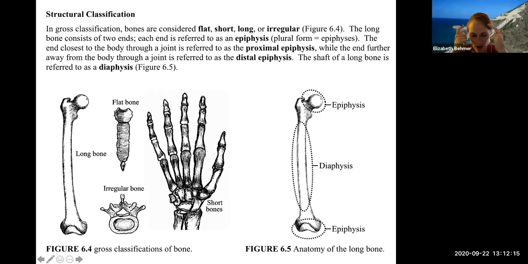What about your skull bones? All your skull bones won't necessarily be flat, but they'll be very thin and flat in parts. Short bones, the bones of your wrist, are considered short bones.